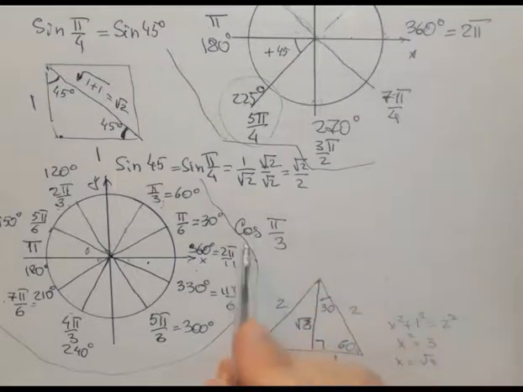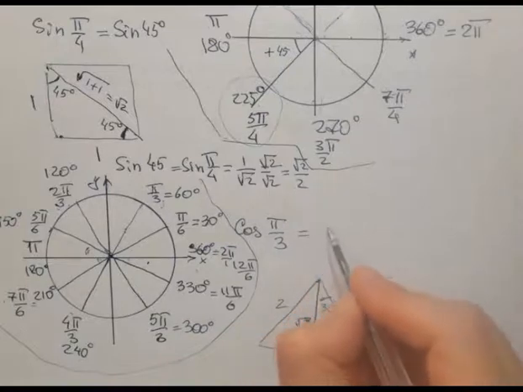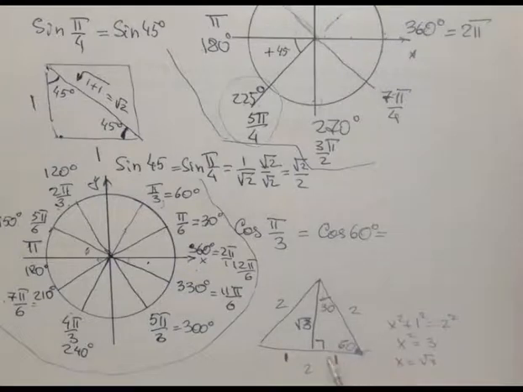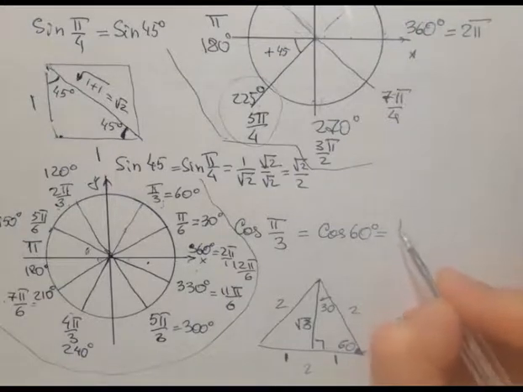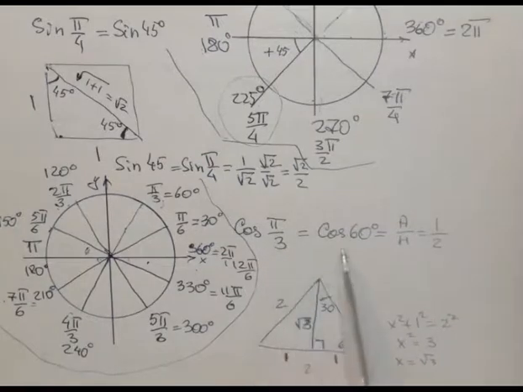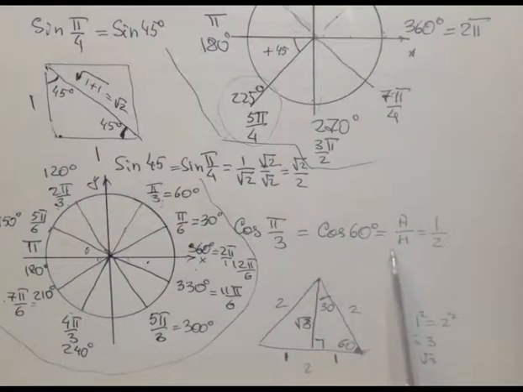So this time we have cosine of pi over 3, or cosine of 60 degrees. So we consider this angle on the bottom. Cosine is adjacent over hypotenuse. Adjacent is 1, hypotenuse is 2. So adjacent over hypotenuse, 1 over 2, 1/2. So cosine of pi over 3, or cosine of 60 degrees, is 1/2.